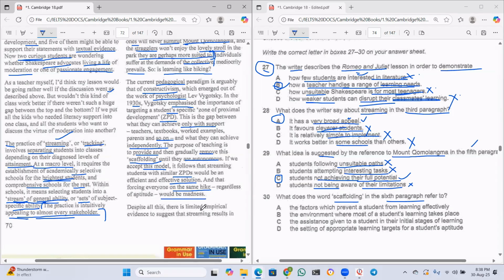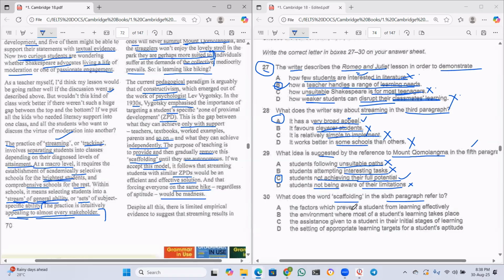Okay. So here he spoke about one of the methods. All right. Yes, there is a gap between what they can achieve only with support and what they can achieve independently. Okay. ZPD, zone of proximal development. Okay. Let us read the options now.